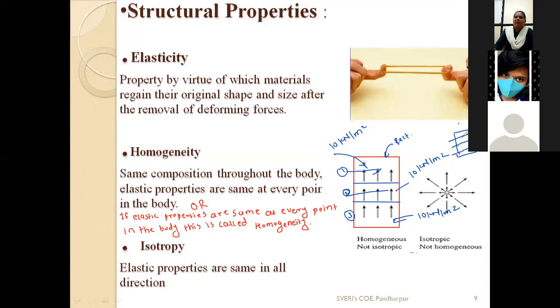So elastic properties are same at every point. So this property is called as homogeneity. Got it? If you have any doubt, please ask me regarding this homogeneity. Please remember, homogeneity means elastic property you have to check at every point.